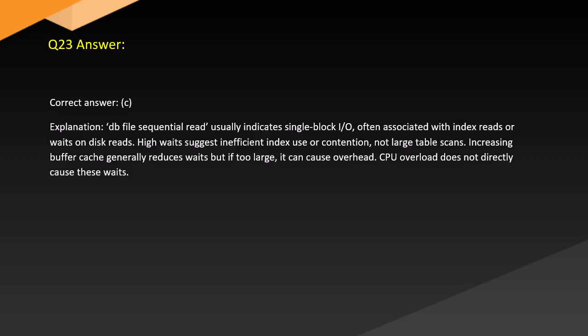Answer. Correct answer, C. Explanation. DB file sequential read usually indicates single block I/O, often associated with index reads or waits on disk reads. High waits suggest inefficient index use or contention, not large table scans. Increasing buffer cache generally reduces waits, but if too large, it can cause overhead. CPU overload does not directly cause these waits.